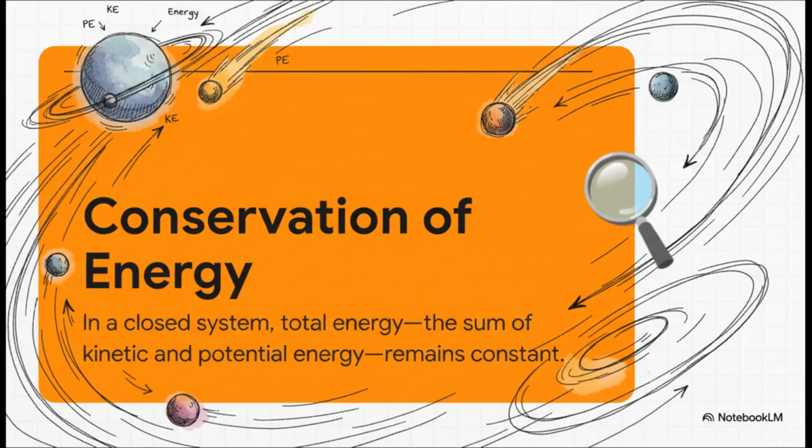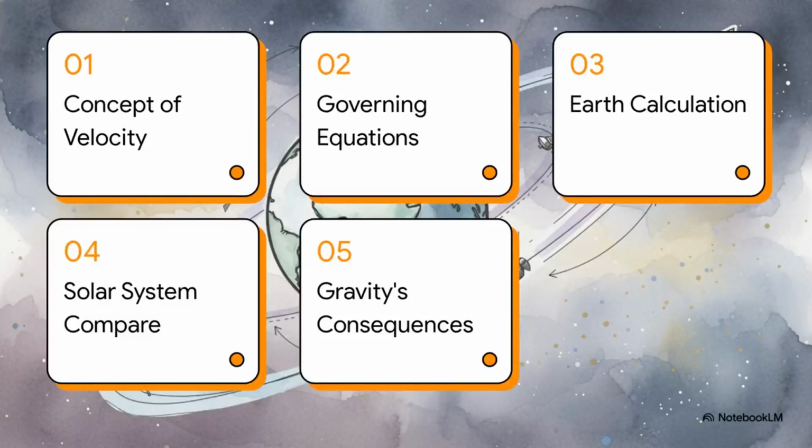Our entire discussion is predicated on a foundational principle, the law of conservation of energy. In any closed system, the total energy, which is the sum of an object's kinetic energy of motion and its potential energy of position, must remain constant. So, these critical velocities we're examining are derived from the balance between an object's kinetic energy and its gravitational potential energy.